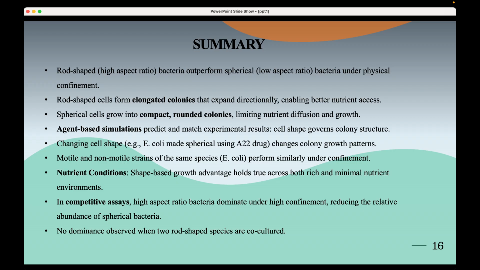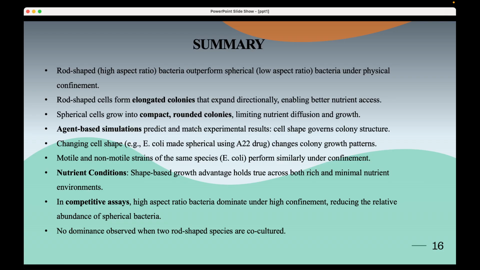Nutrient conditions: the shape-based growth advantage holds true across both rich and minimal nutrient environments. In competitive assays, high aspect ratio bacteria dominate under high confinement, reducing the relative abundance of spherical bacteria. No dominance is observed when two rod-shaped species are co-cultured. Rod-shaped bacteria can better exploit directional growth and nutrient access in tight spaces.